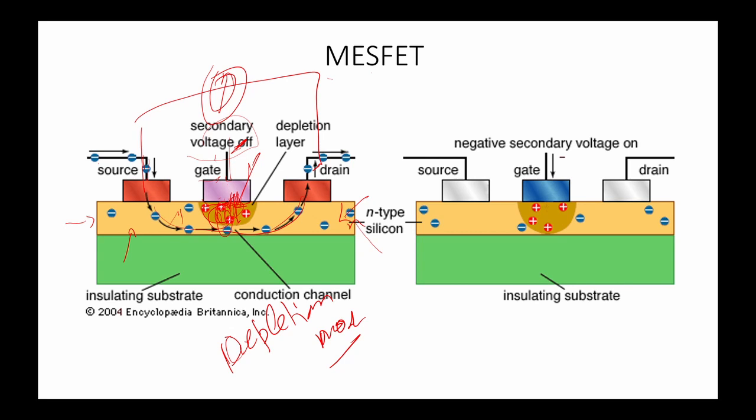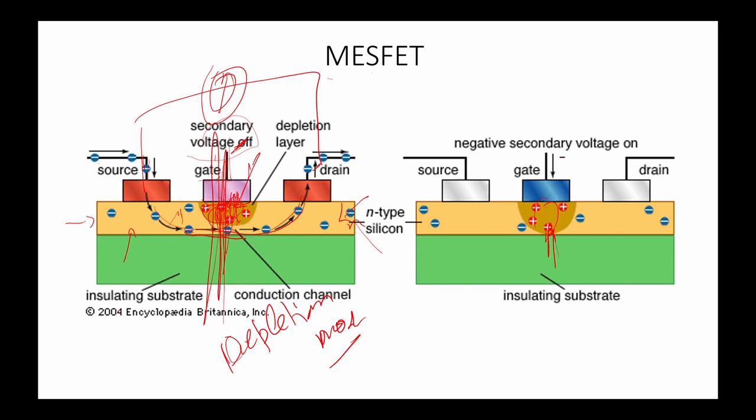So when we apply more and more negative voltage, this is a kind of reverse biasing we are doing in between these two. When we apply a reverse bias, the depletion region width increases. So it is depleting the charges in this region. This is the pinch off of the channel.